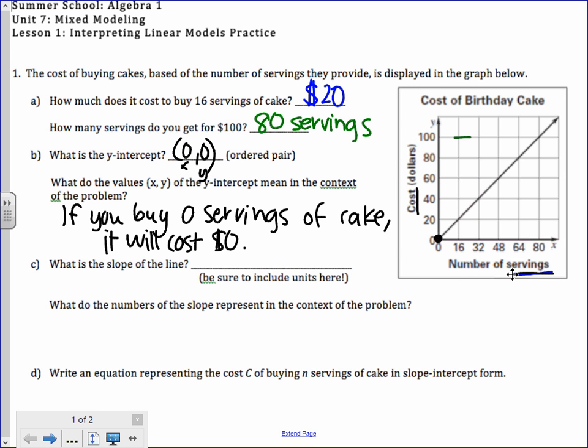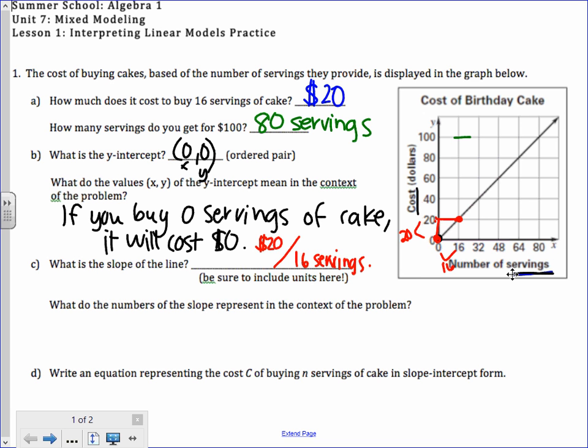Now, we want to know what's the slope of this line. Well, the slope is the rise over run. So I picked two nice points on my graph. Looks like those work. And then I'm going to go rise, which is up. Here, now it's 1 square, but it's going up by 20. So the slope is $20 with units, running over 1 square, which is 16 servings. So $20 for 16 servings of cake. So that's one way to interpret the slope.